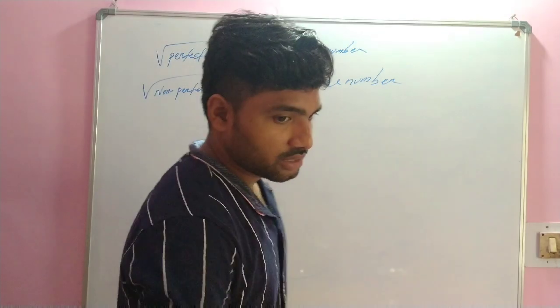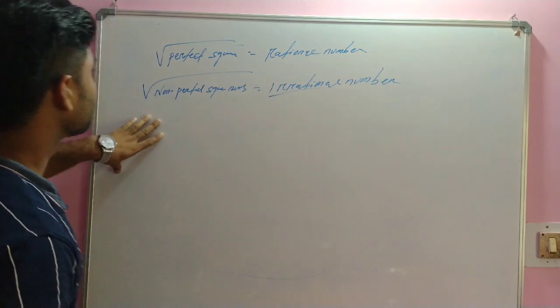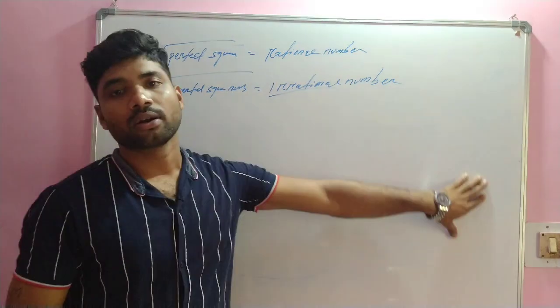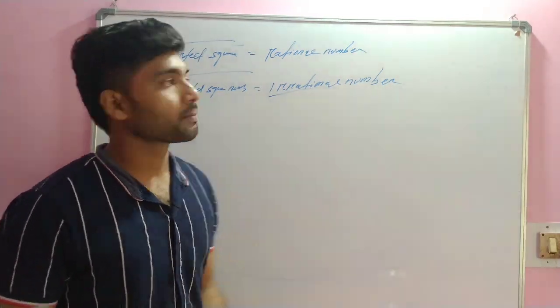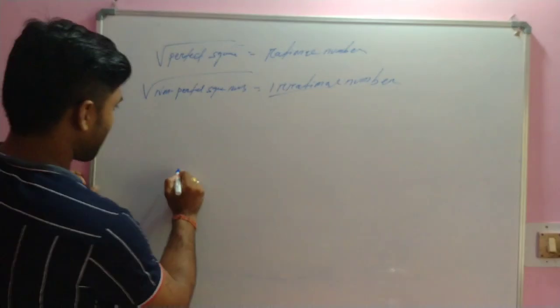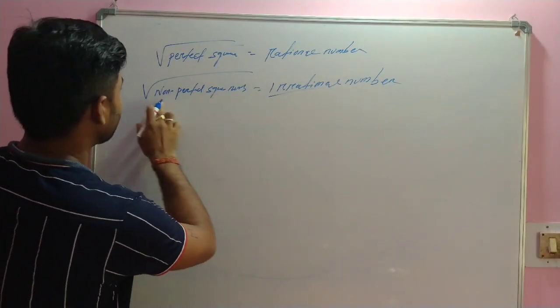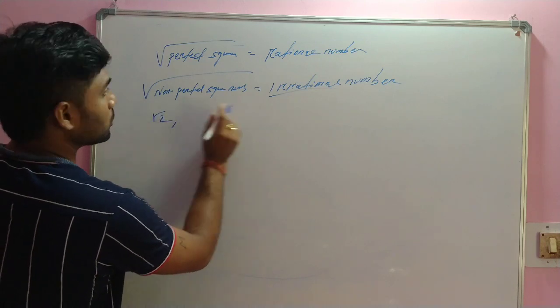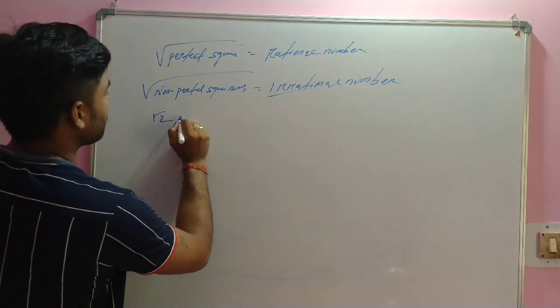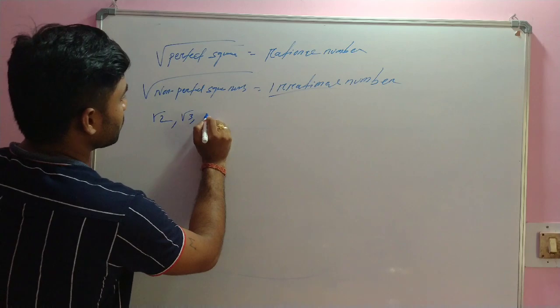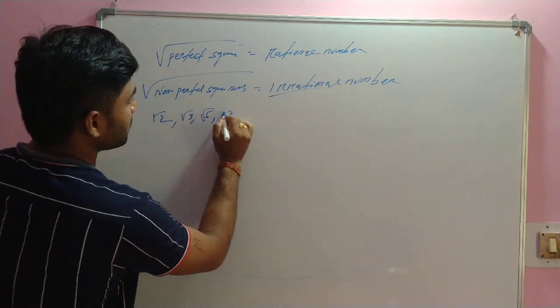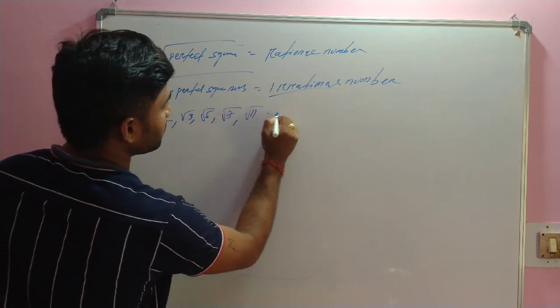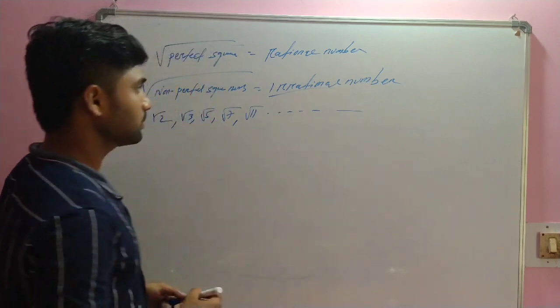The question is, how can you represent an irrational number on the number line? Okay, suppose, what are the non-perfect squares? Examples of irrational numbers: root 2, root 3, root 5, root 7, root 11, etc.